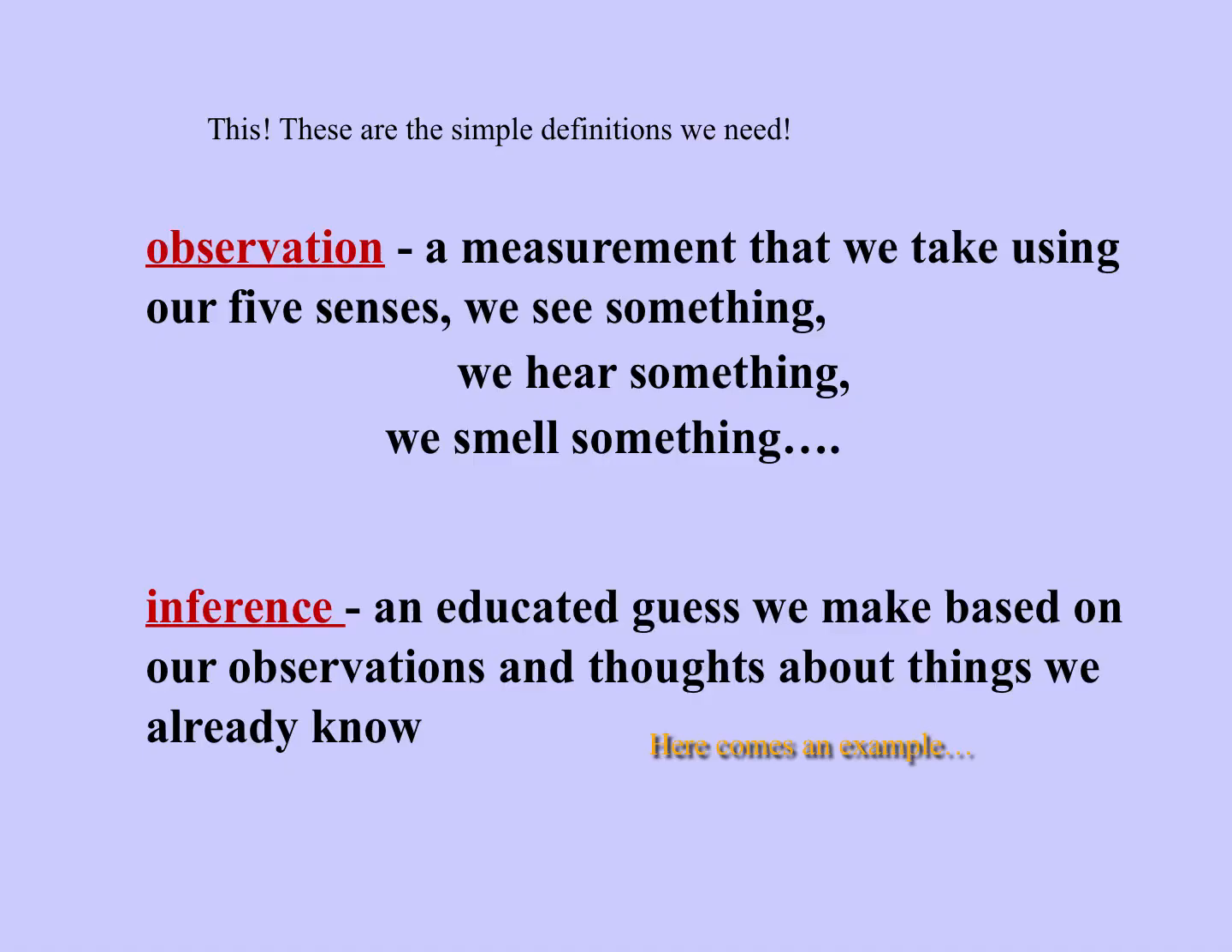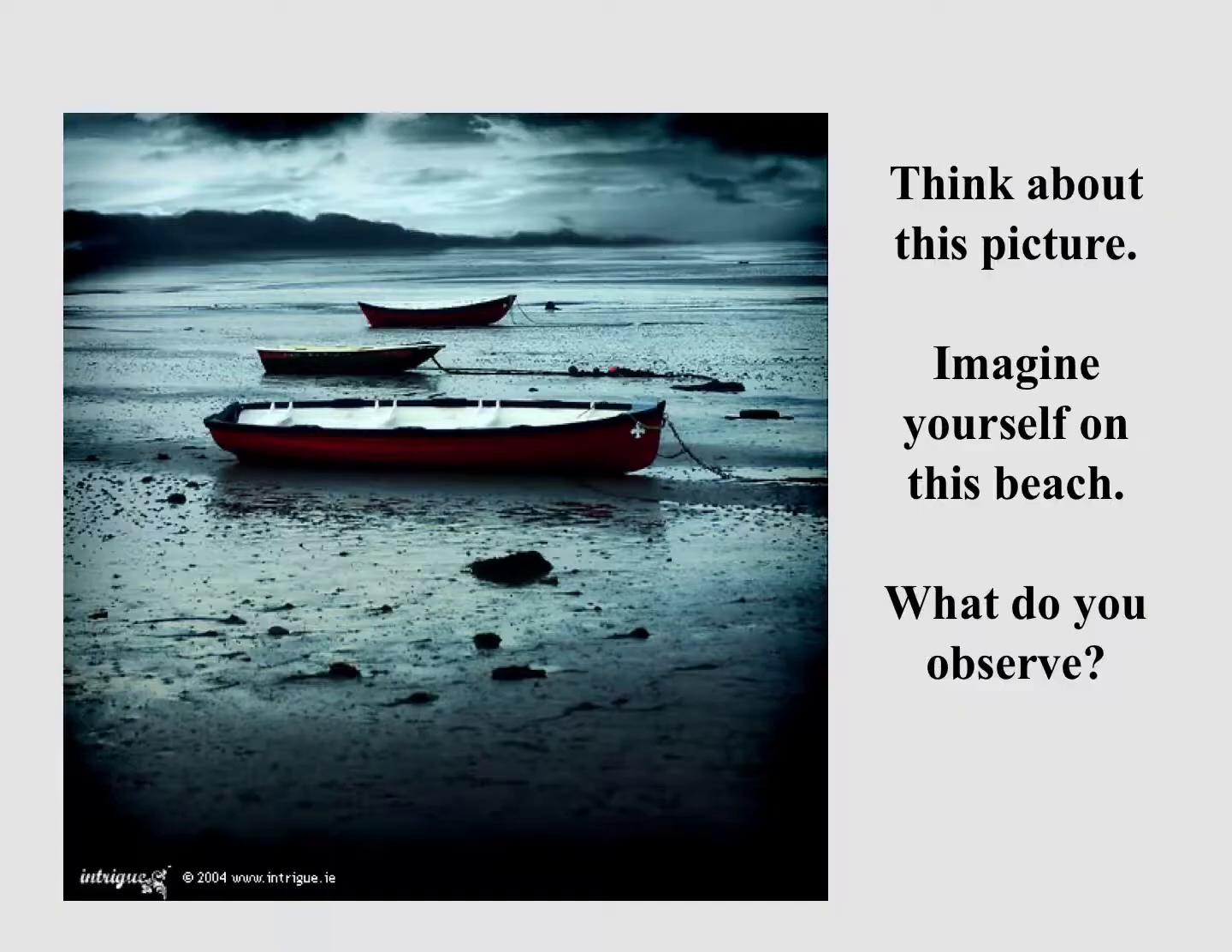An inference happens in our brain and in our thinking. It's a guess that we make based on our observations. So let's look at a couple of examples. If you look at this picture, what are you observing? You don't have to write them down for me, but you might want to jot some things down on a scrap piece of paper. See if you can think of an observation and an inference about the picture here.